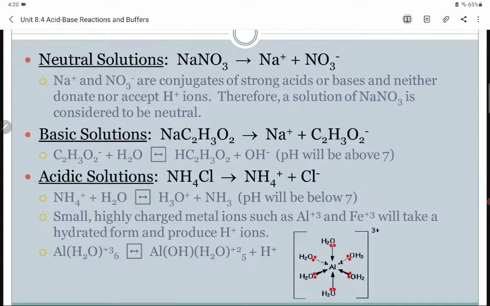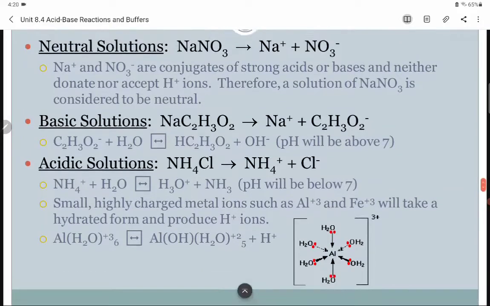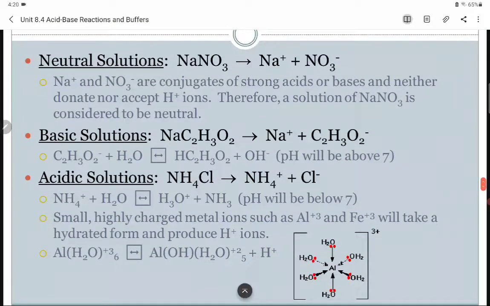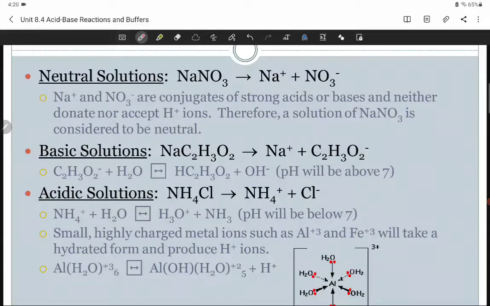If you would take a dry salt and add it to water, it might impact the pH of the water. Sodium and nitrate would not, because both of those are not related to weak acids and weak bases. But this one here, if you would add sodium acetate into water, you'd get acetate, and acetate would impact water because it's related to the weak acid, acetic acid. It makes hydroxide, and that would mean that the pH will go above 7.